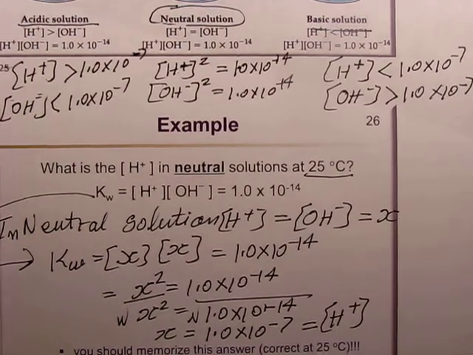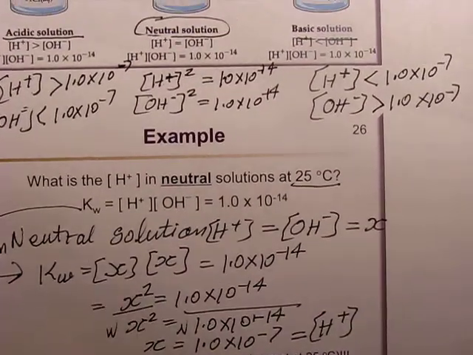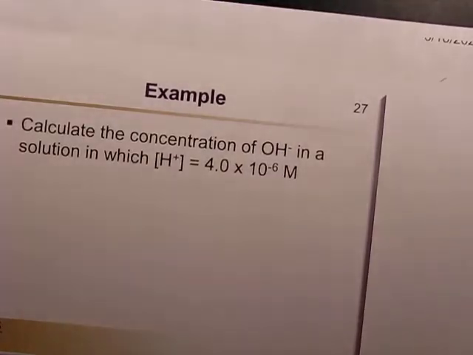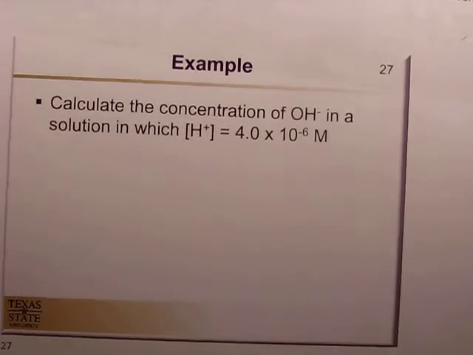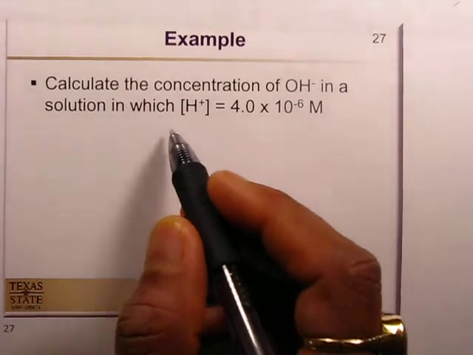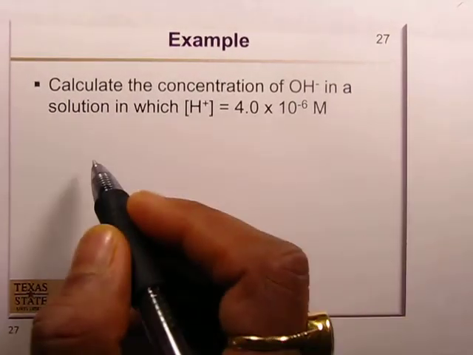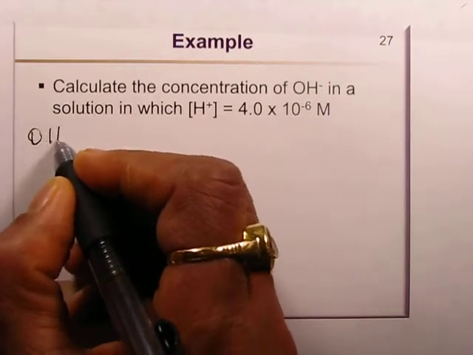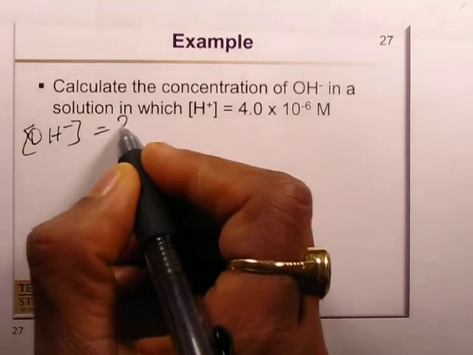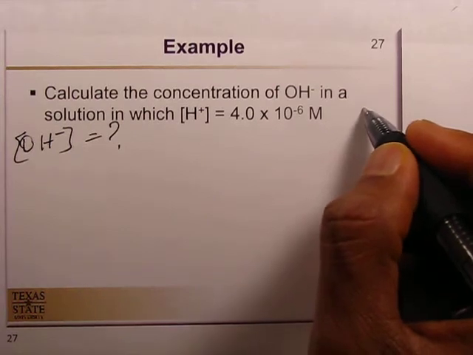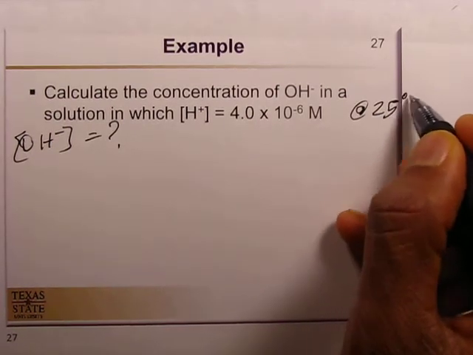Let's see one more question related to autoionization of water, and that would be this question, which is calculate the concentration of hydroxyl ion in which hydrogen ion concentration is this much. So hydrogen ion concentration is given, and they are asking to calculate hydroxyl ion concentration. Since they are not giving temperature, we will consider that they are talking about 25 degrees Celsius.